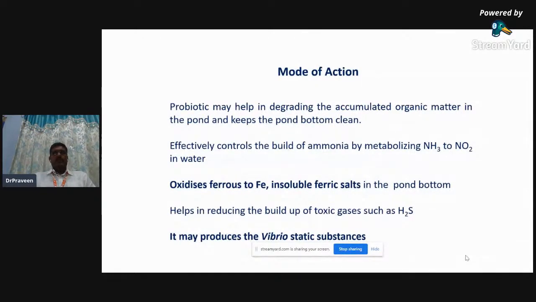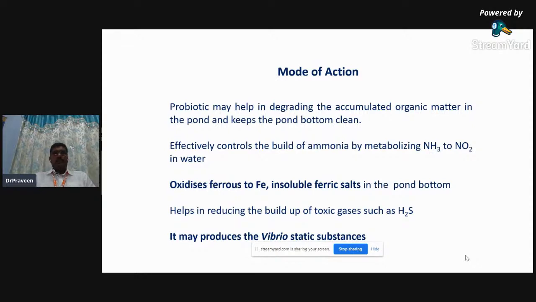So that's why, as a technical recommendation, soil treatment is initially a must to clear all these initial problems, particularly those which allow ammonia formation at the bottom. Probiotic will control it, and next it will control metals such as iron, which are insoluble as ferric salts at the bottom. And also it controls the buildup of toxic gases such as H2S, hydrogen sulfide gas, which will naturally form at the bottom of the pond.